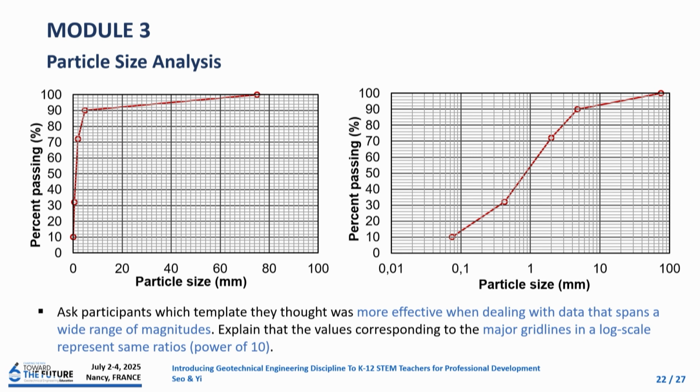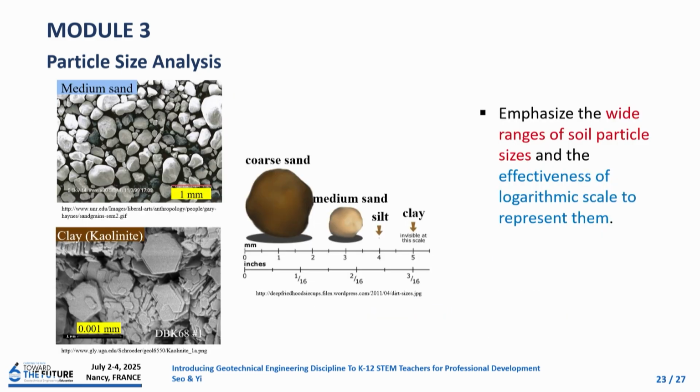And then I'll also direct their attention to the graph template itself, and I emphasize the major grid lines. On the natural scale, the distance between two grid lines is the same because it's basically a difference, but on the semi-logarithmic scale, the major grid line is not the difference. Now it's a ratio, and that presents a perspective on particle size of soil, how they differ a lot in terms of particle size. So those are the three modules that we developed in this study.